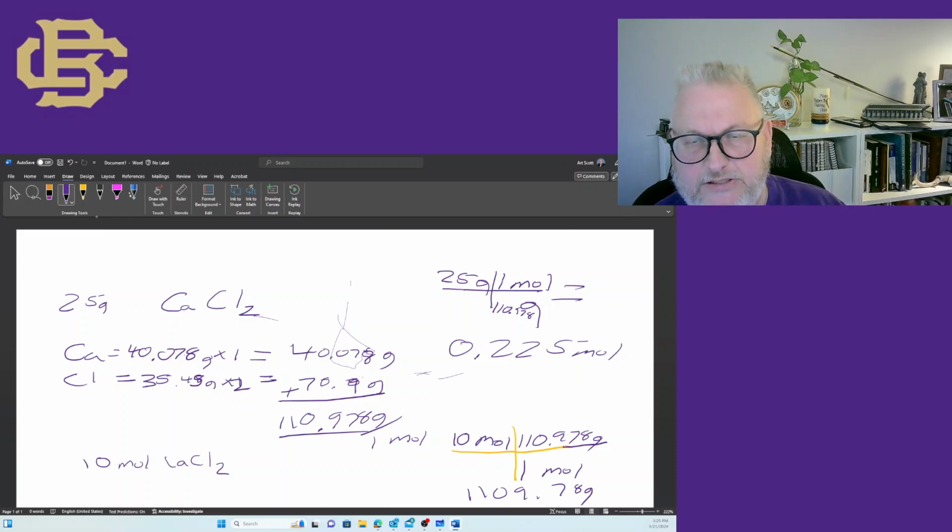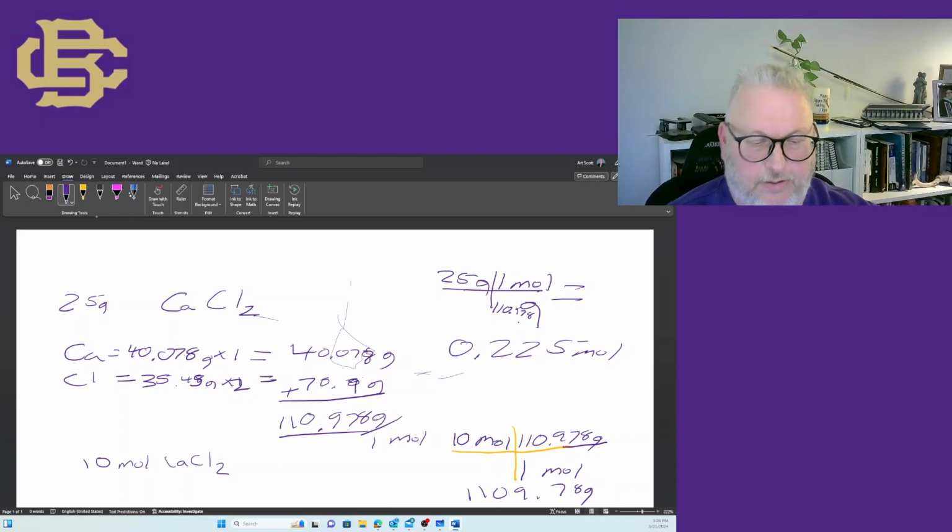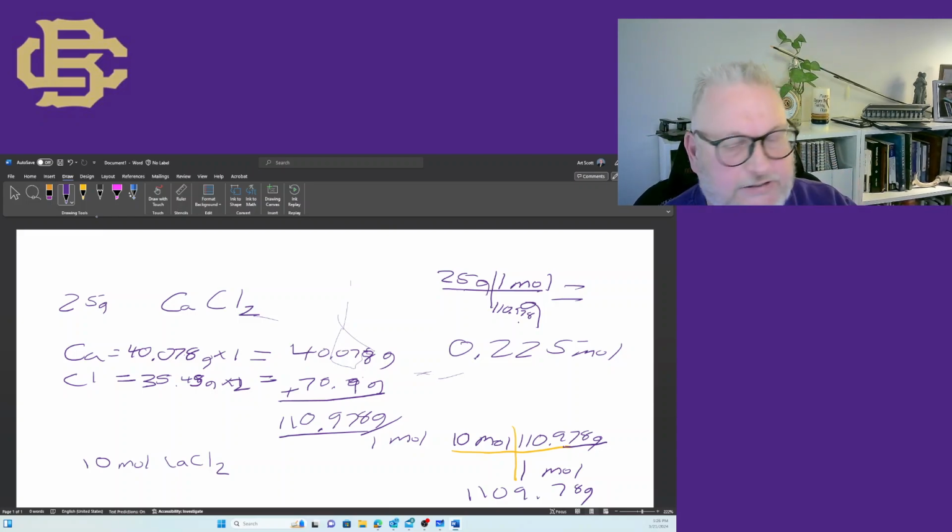So if you think that this is really a multiplication sign, here I'm going from grams to moles. I'm going to multiply 25 grams by the ratio of 1 mole over 110.978. If I've got moles, I'm going to multiply 10 moles times 110.978 grams for every 1 mole. I'm just using my ratio. So I don't think that's too hard. I think you guys got it.